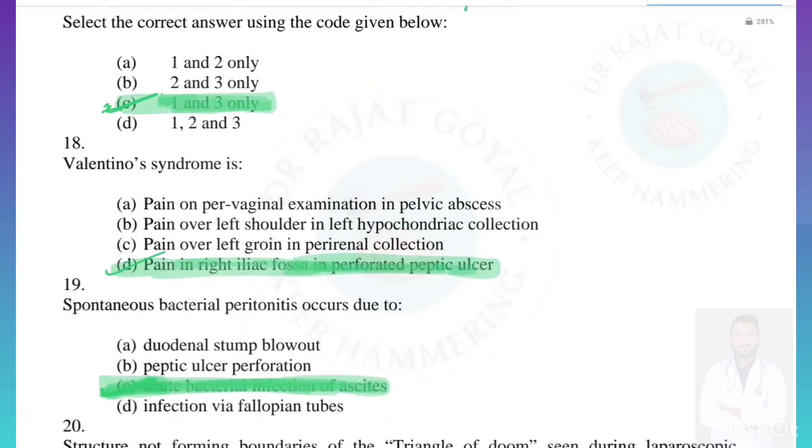Valentino syndrome, it is a direct question. We have to remember that it is a pain in the right iliac fossa in the perforated peptic ulcer. So whenever there is a perforation of the peptic ulcer, if there is a pain in the right iliac fossa, then it is known as the Valentino syndrome.